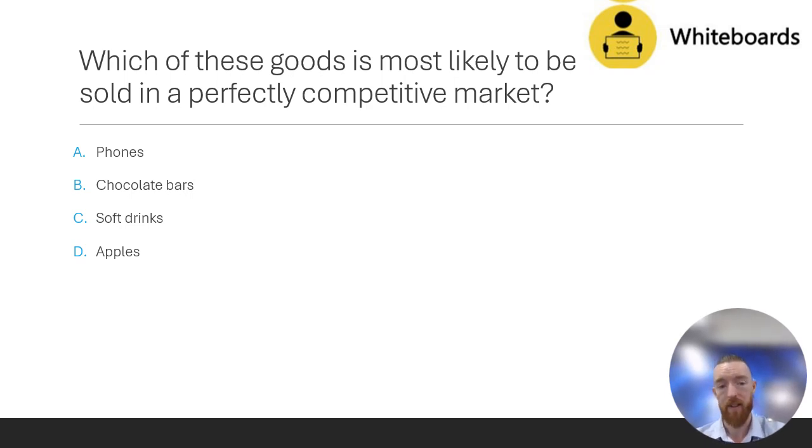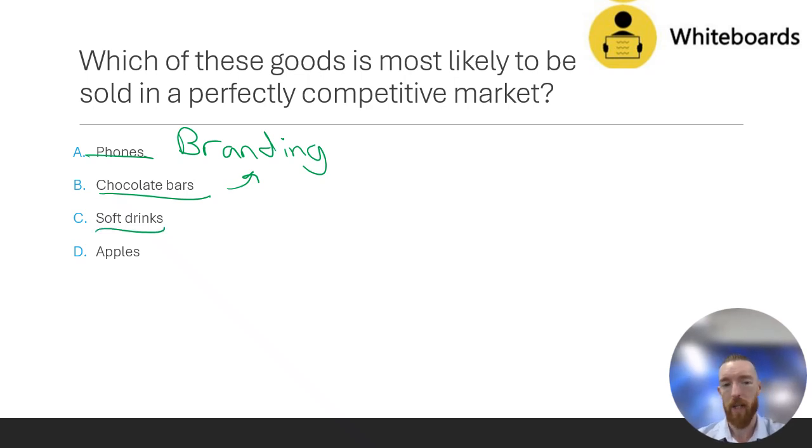Look first at phones. Well, phones are not going to be in a perfectly competitive market. One reason why, branding. That means that they're not homogenous. There's also a lot of barriers to entry and exit because there's Apple and Samsung that are not going to let you compete against them. Chocolate bars, again, no, same thing, branding. It's really hard to compete. There's a lot of brand loyalty there. Soft drinks, still no, lots of branding again, but apples, on the other hand, apples are homogenous. Like I said before, no matter who's selling them, apples are basically the same. So if you said apples, good job to you. You know what would be sold in a perfectly competitive market.